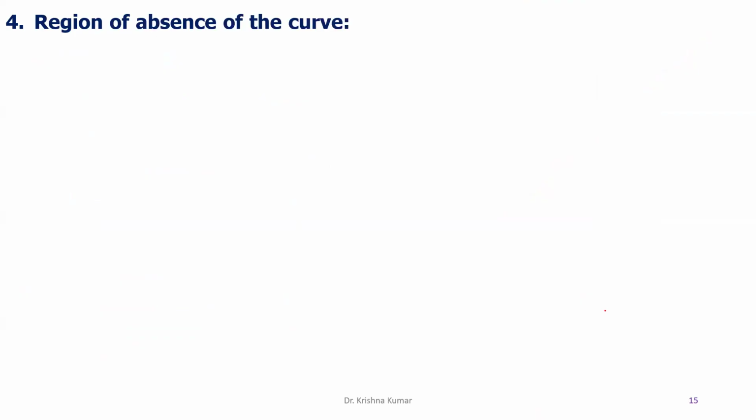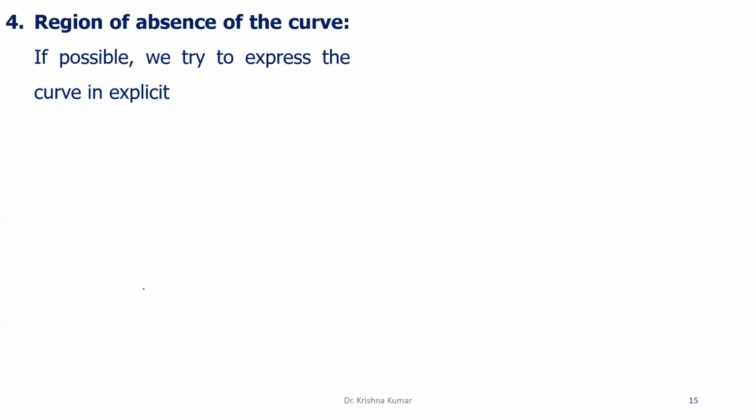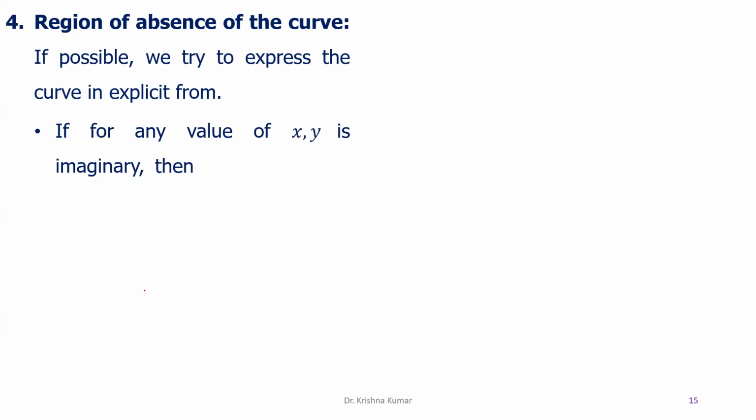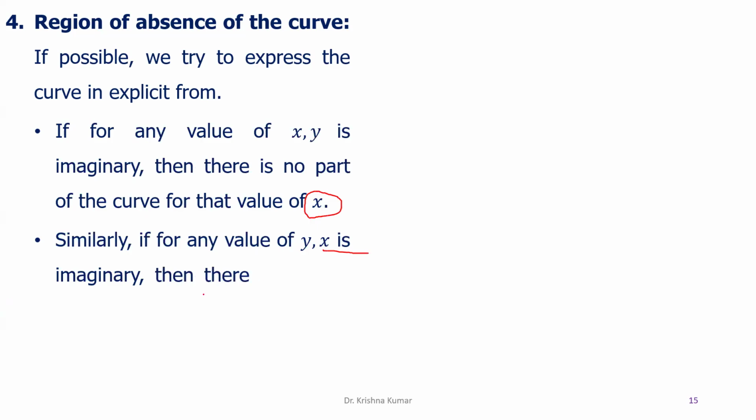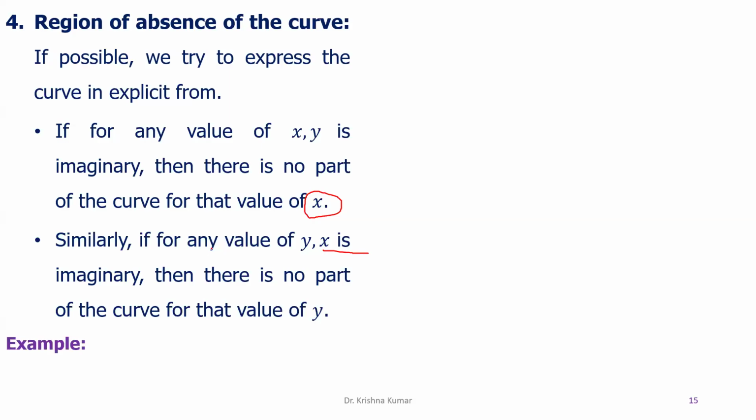The last point is the region of absence of the given curve. If possible, we try to express the curve in explicit form. If for any value of x, y is imaginary, then there is no part of the curve for that value of x. Similarly, if for any value of y, x is imaginary, then there is no part of the curve for that value of y. Let me take one example.